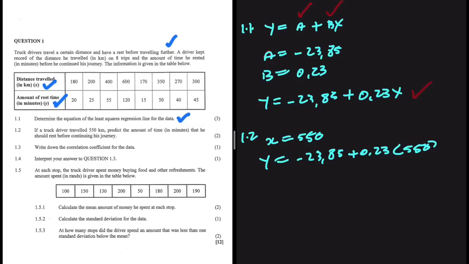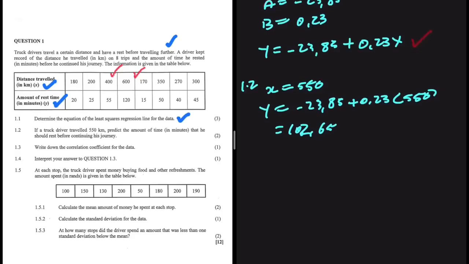So minus 23.85 plus 0.23 multiplied by 550. I'm getting 102.65. Let me see if it makes sense. 400 is 55. 600 is 120. So 550 should be in between. Yeah, I'm quite happy with that answer. It makes a bit of sense, right? If it was 10 or if it was 300, then it wouldn't make any sense. Anyway, let's carry on.